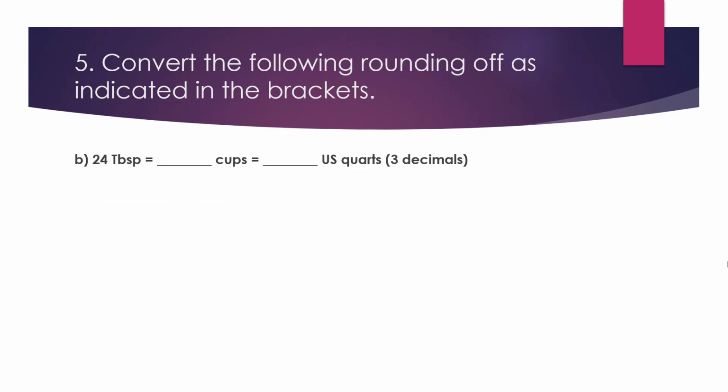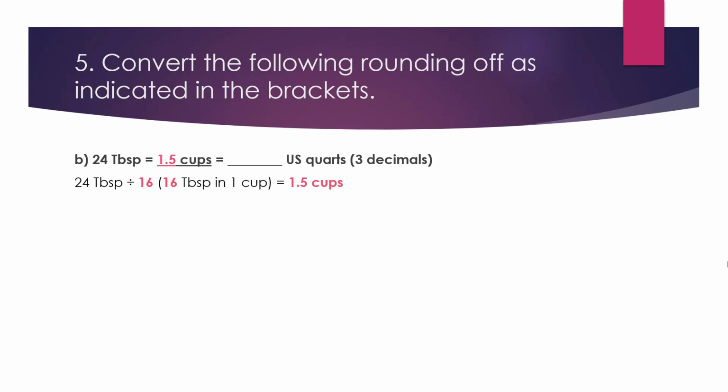Let's move on to the next one, 24 tablespoons. We're going to convert that into cups, and then that same 24 tablespoons, we're going to convert it into U.S. quarts. Let's start off with tablespoons and cups. What's that relationship? Well, it's 16. 16 tablespoons makes a cup. So let's divide the amount of tablespoons we have, 24, by the amount of tablespoons in a cup, 16, and we see that we have 1.5 cups. 24 tablespoons is equal to 1.5 cups.